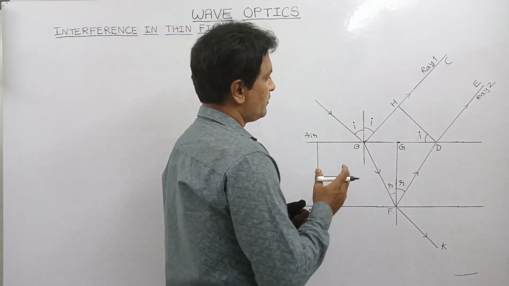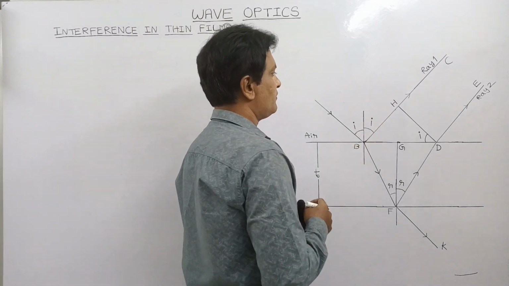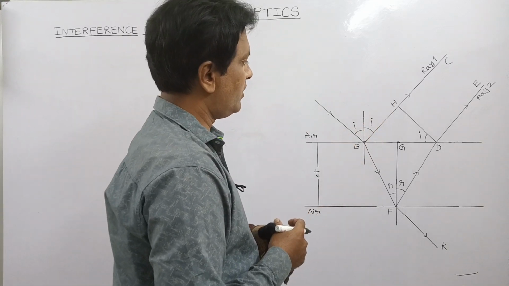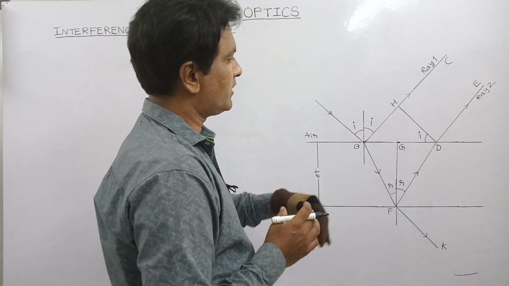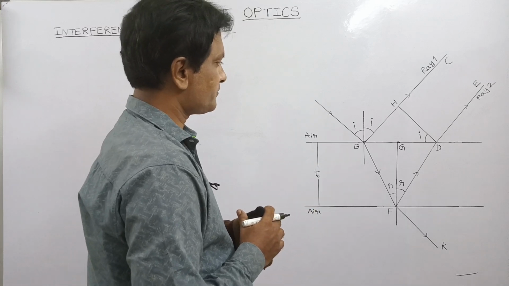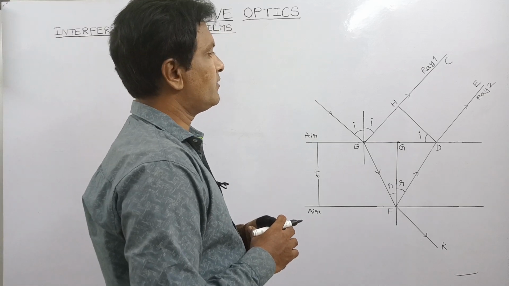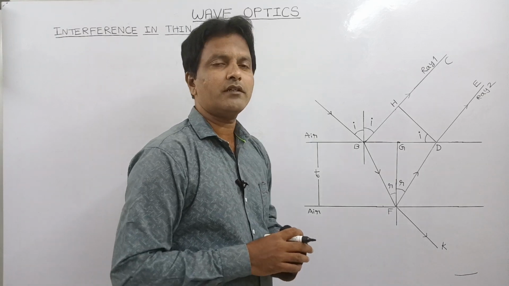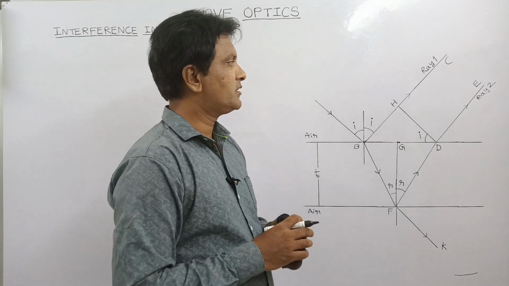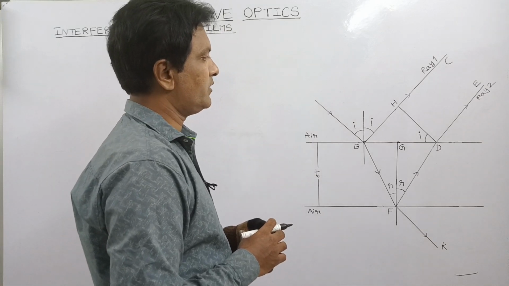For now, we will consider the law of reflection and law of refraction to understand this diagram, so that we can calculate the optical path difference. By that we can have derivations for maxima and minima. That means constructive interference and destructive interference.